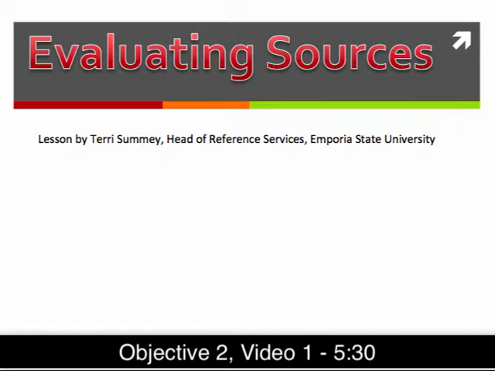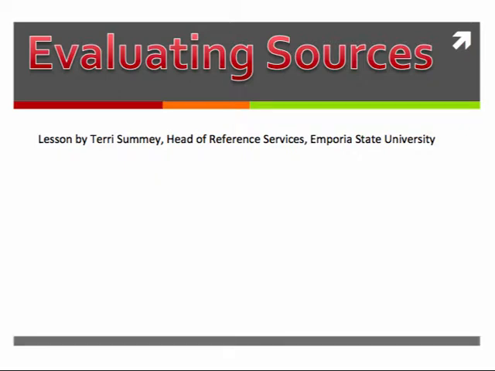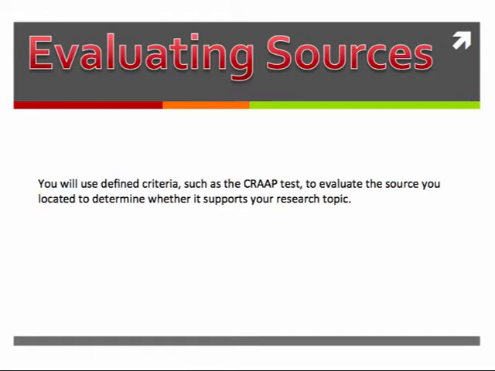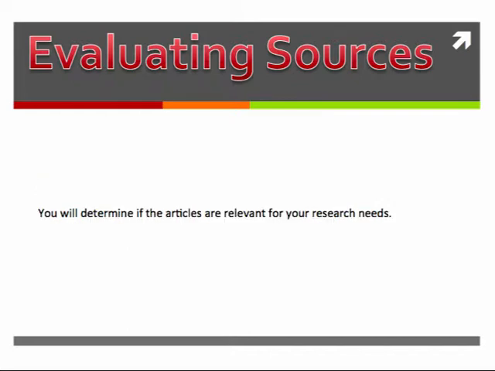In this video, Head of Reference Services at the Emporia State University Library, Terry Summy, will explain the criteria for evaluating resources. By the end of this video, you will be able to evaluate articles to determine whether they are appropriate for your research topic. You will use defined criteria, such as the CRAAP test, to evaluate the source you located to determine whether it supports your research topic. You will determine if the articles are relevant for your research needs.